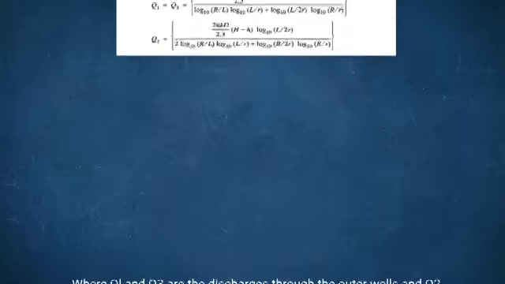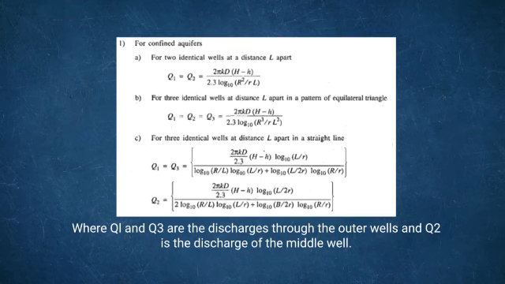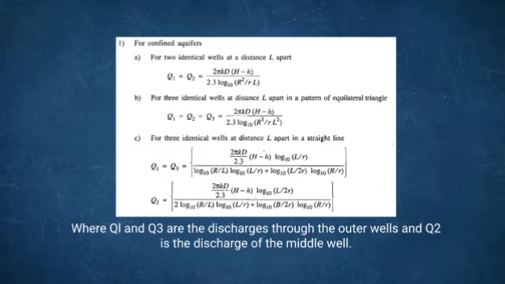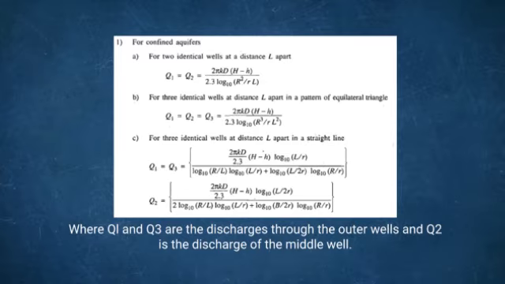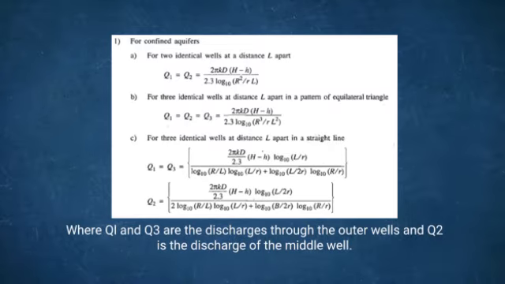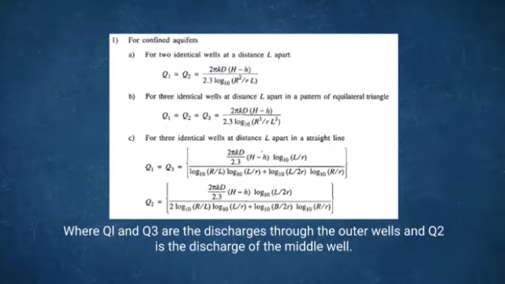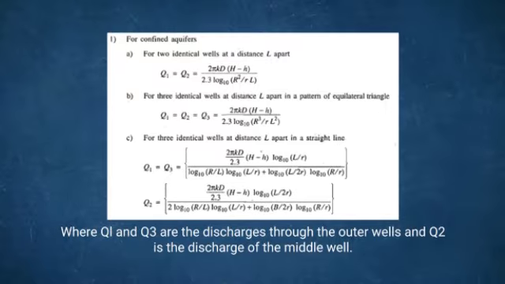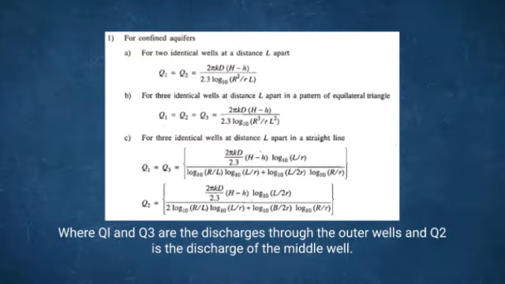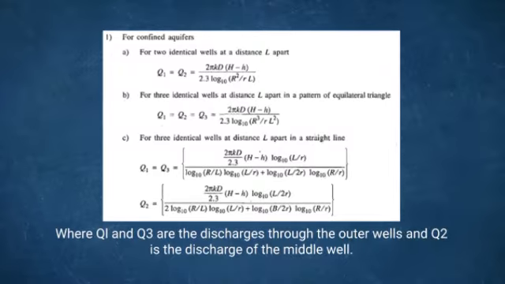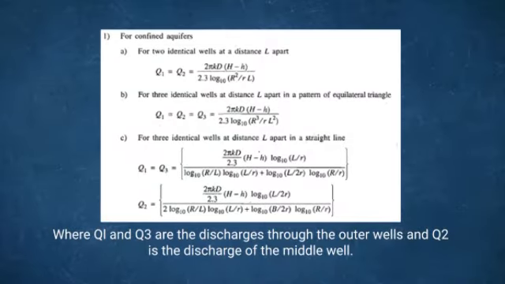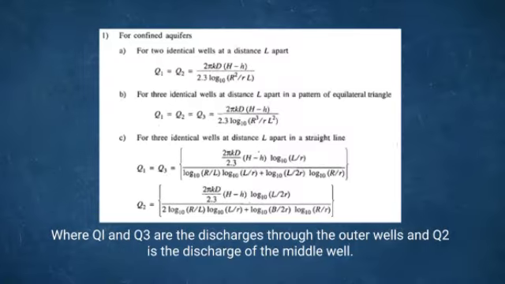For a confined aquifer, for two identical wells at a distance L apart, Q1 = Q2 = 2πKD(H − h) / [2.3 log10(R²/(rL))]. For three identical wells at distance L apart in a pattern of equilateral triangle, Q1 = Q2 = Q3 = 2πKD(H − h) / [2.3 log10(R³/(rL²))].